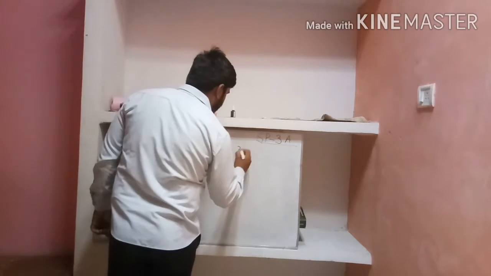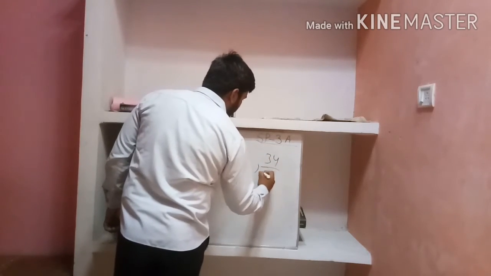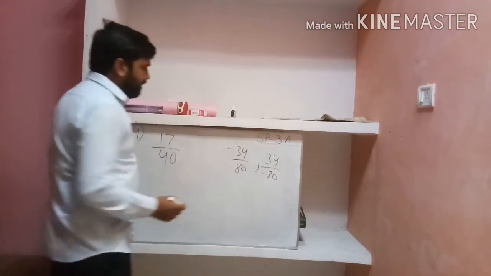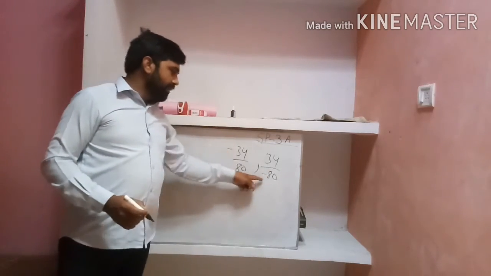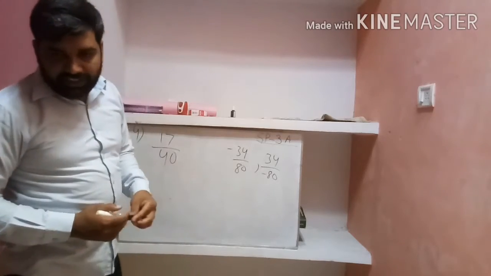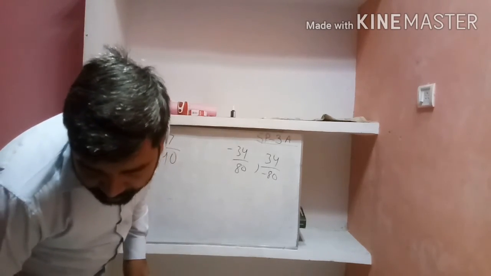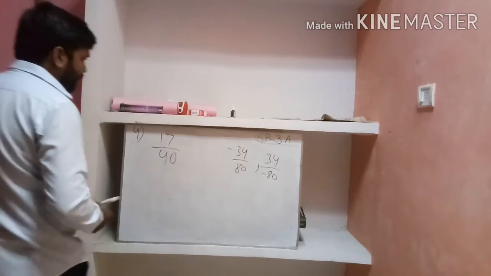Minus 34 by 80 or 34 by minus 80: both are the same number. Either you keep the minus in the numerator place or you keep the minus in the denominator place, so these are equal numbers. So whether this minus 34 by 80 or 34 by minus 80 is equivalent to 17 by 40 or not.